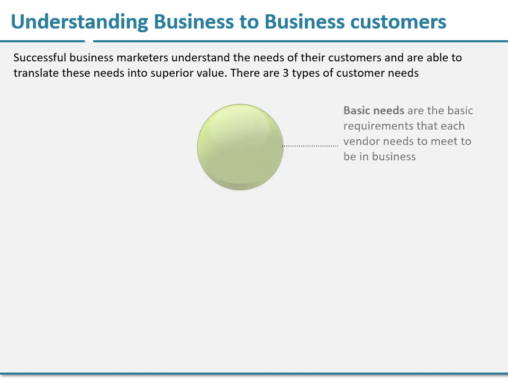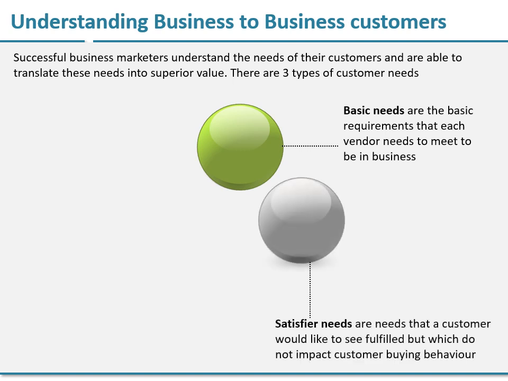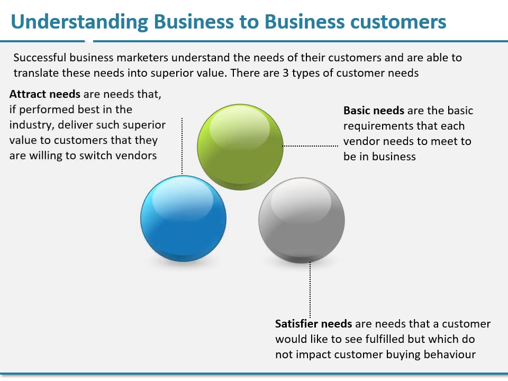Now, there are 3 types of customer needs. Number 1, basic needs. Basic needs are the basic requirements that each vendor needs to meet to be in the business. Number 2, satisfier needs. These are the needs that a customer would like to see fulfilled but which do not impact the customer's buying behavior. The third need is attract needs. Attract needs are needs that, if performed best in the industry, deliver such superior value to the customers that they are willing to switch vendors.